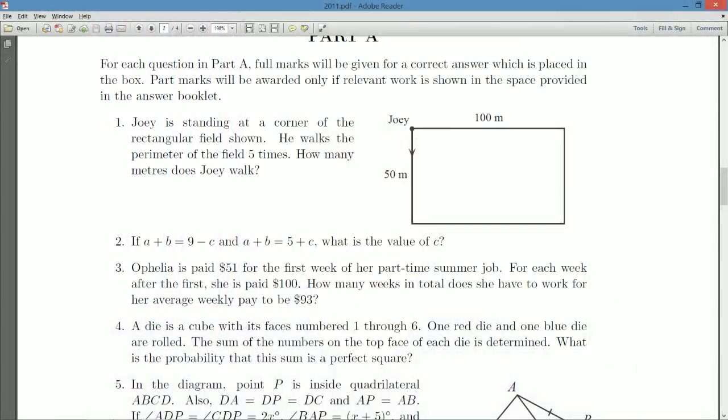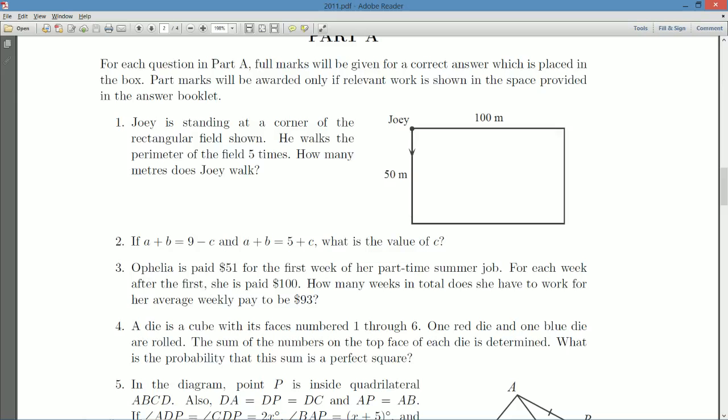So Ophelia is paid $51 for the first week of work at her part-time summer job. For each week after the first, she's paid $100. How many weeks in total does she have to work for her average weekly pay to be 93? So her average weekly pay will be the total amount of pay she's received overall divided by the number of weeks. So we're asked how many weeks in total does she have to work?